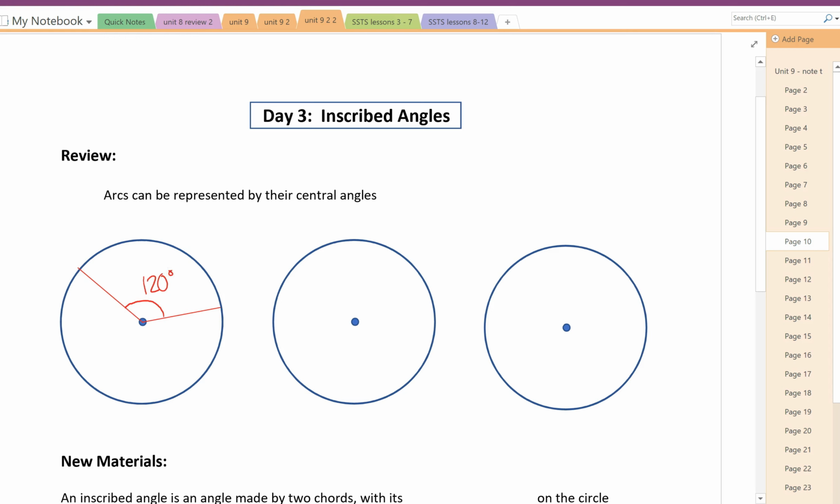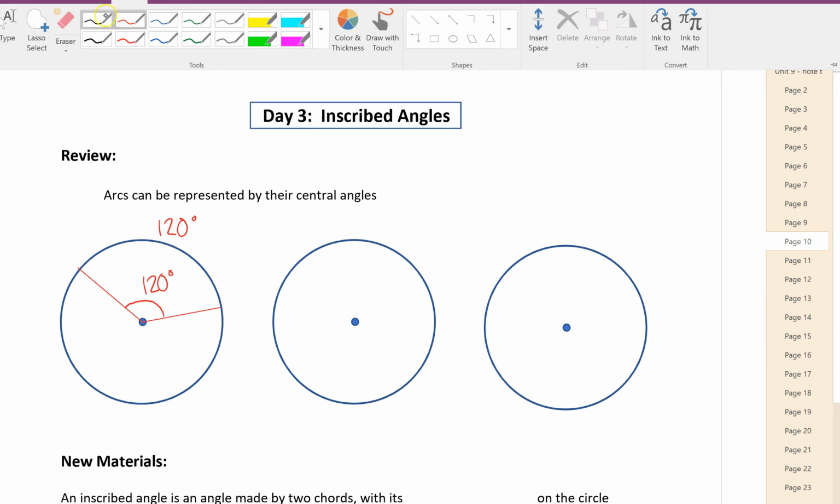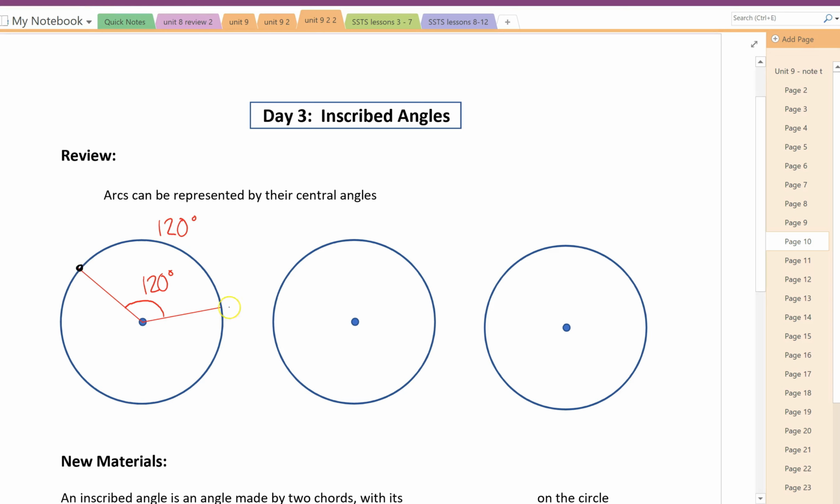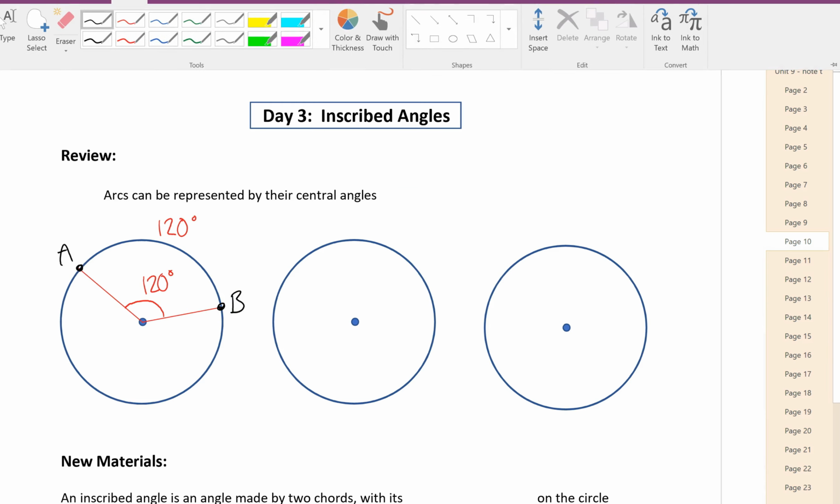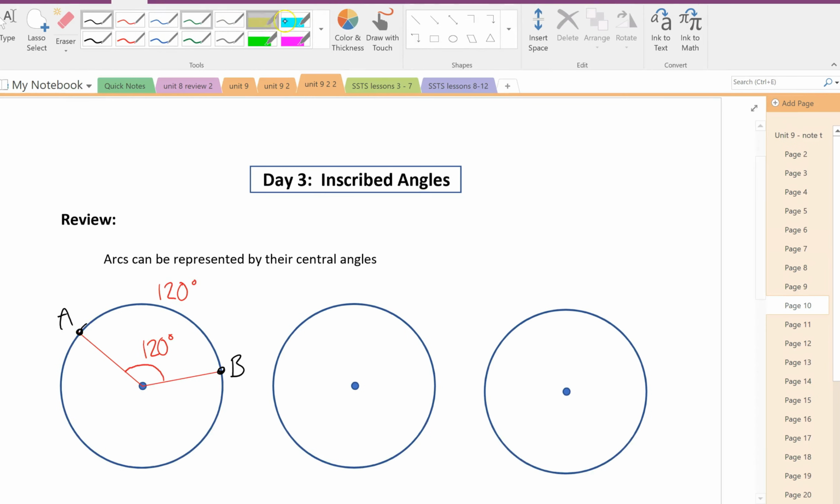First thing I want to review is that I can either put that central angle in the circle itself, and it just refers to the angle created by these two line segments, or I can write it up here, on the outside of the circle. When I write it on the outside of the circle, that 120 degrees is saying the angle covered by the arc that goes from A to B.